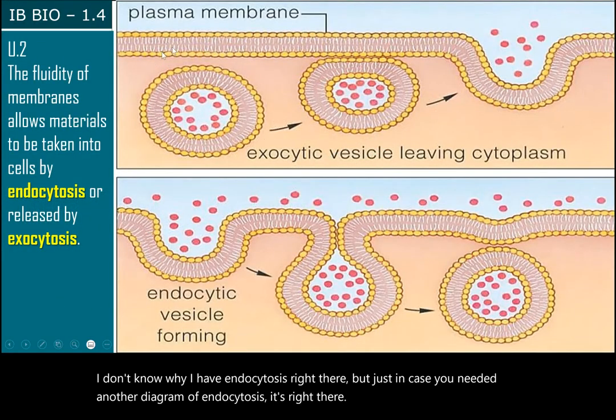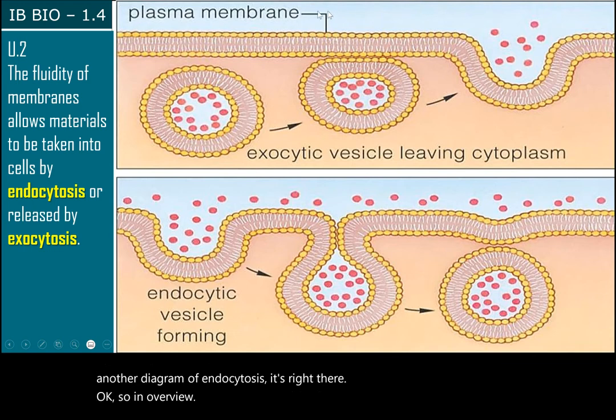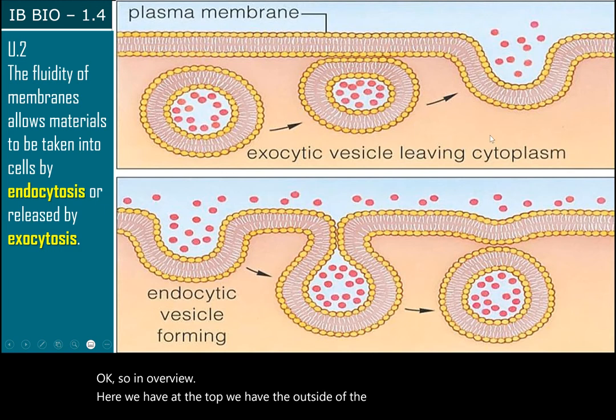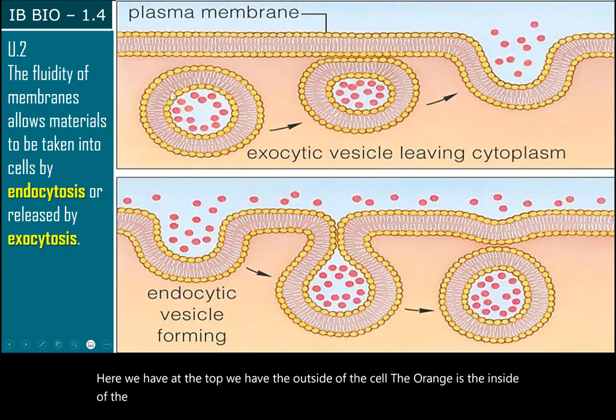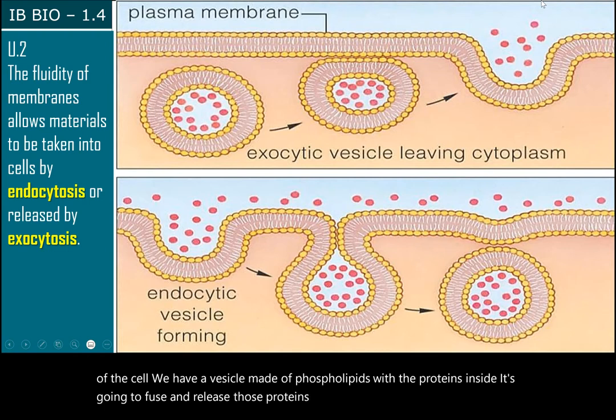Okay, so an overview. Here we have, at the top, the outside of the cell. The orange is the inside of the cell. We have a vesicle made of phospholipids with the proteins inside. It's going to fuse and release those proteins out into the world of your body.